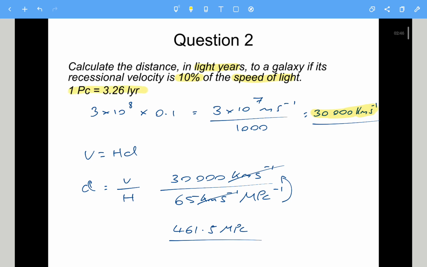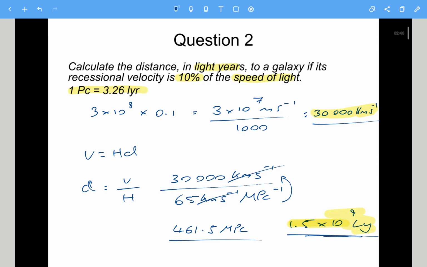Then to finish, the question wanted it in light years, and a parsec is 3.26 light years. So we need to do 461.5 times 10 to the power of 6 parsecs times 3.26. And that gives us 1.5 times 10 to the power of 9 light years, or 1.5 billion light years. Right, hopefully that one went okay.